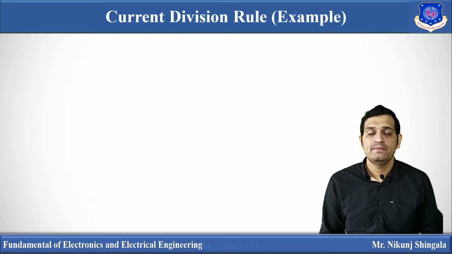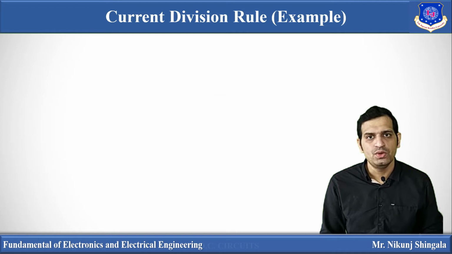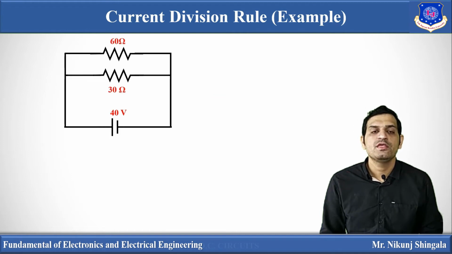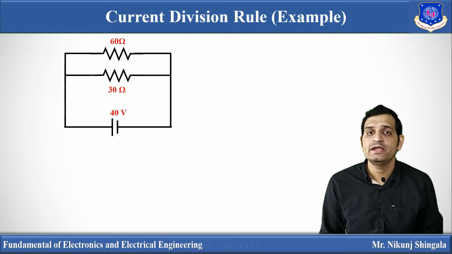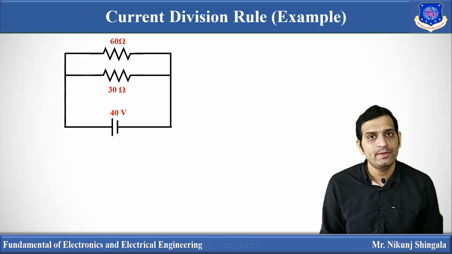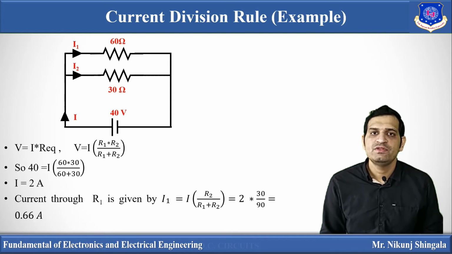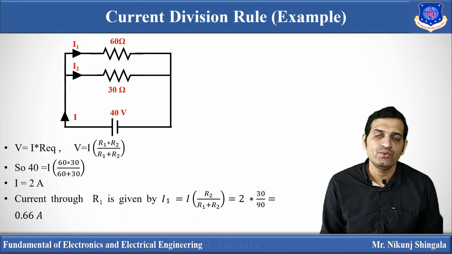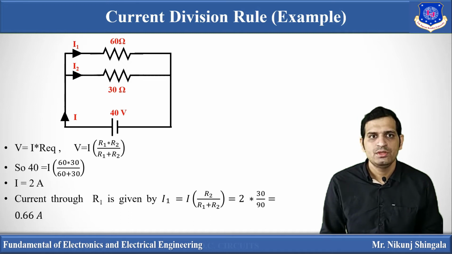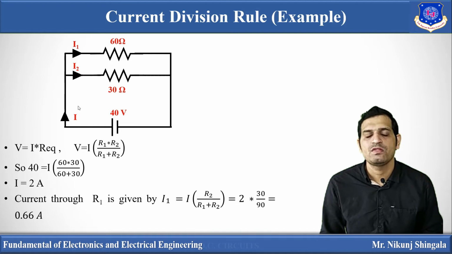Now one example based on the current division rule. Here two resistors, 60 ohm and 30 ohm, are connected in parallel, and this parallel combination is connected across a 40 volt battery. So current I will start to flow and I gets divided into two parts, I1 and I2. Now we have to find I1 and I2 using the current division rule. To find I1 and I2 we need the value of I, so first finding the value of I.